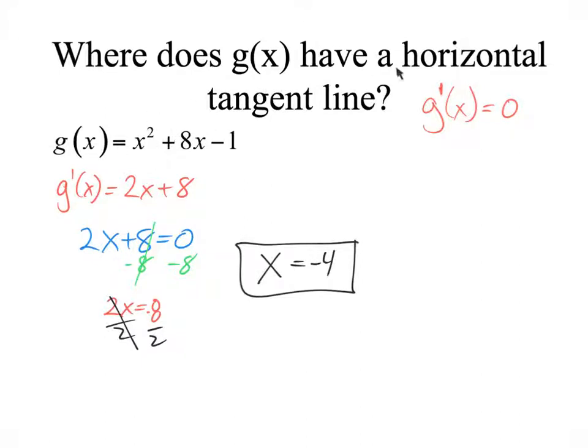So at -4, this function will have a horizontal tangent line, which actually does mean that at -4, g of x, since this is a parabola, will have a vertex. This would be the max or min, which for this one's a happy parabola, so this is going to be the minimum vertex at -4 of the function. And -4 is where that vertex is.